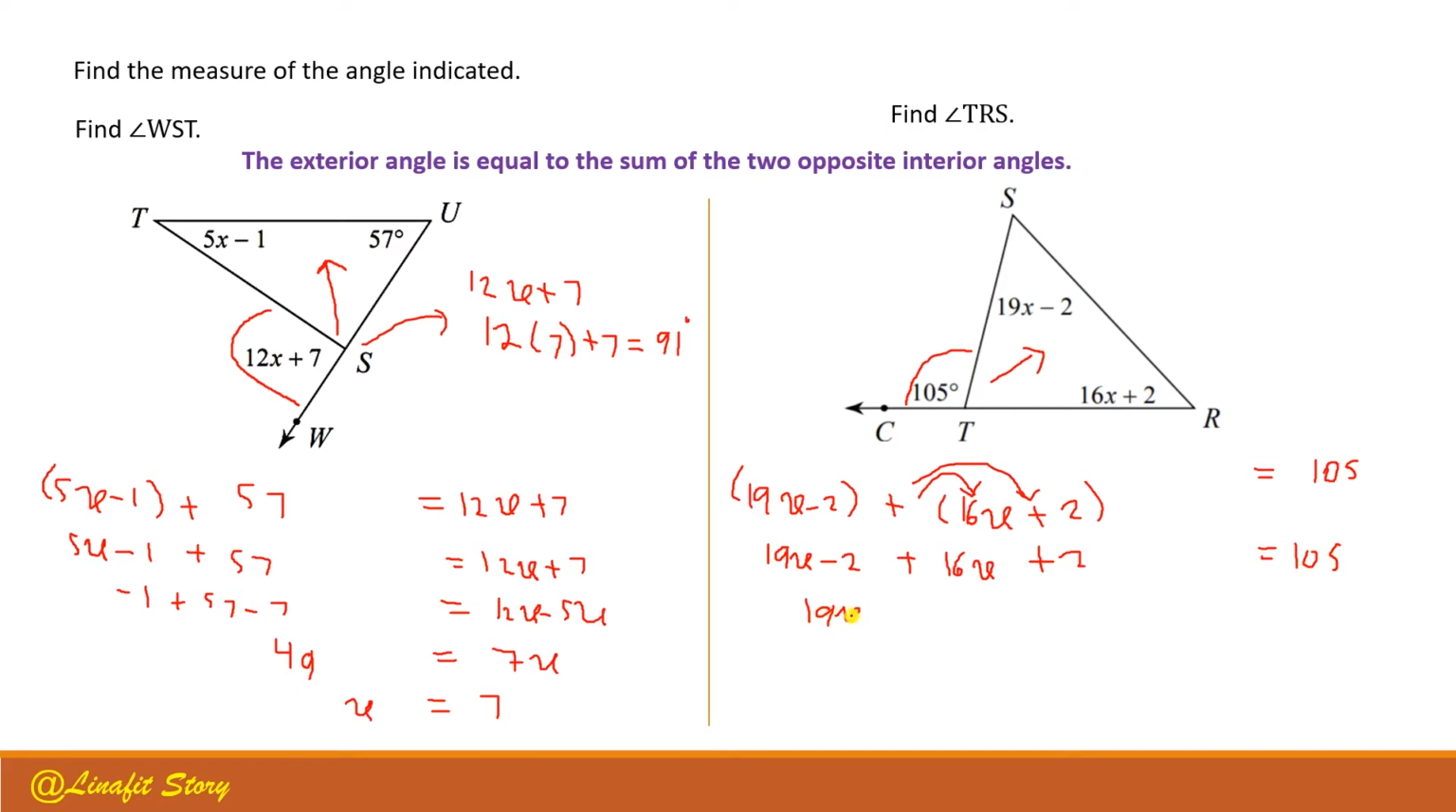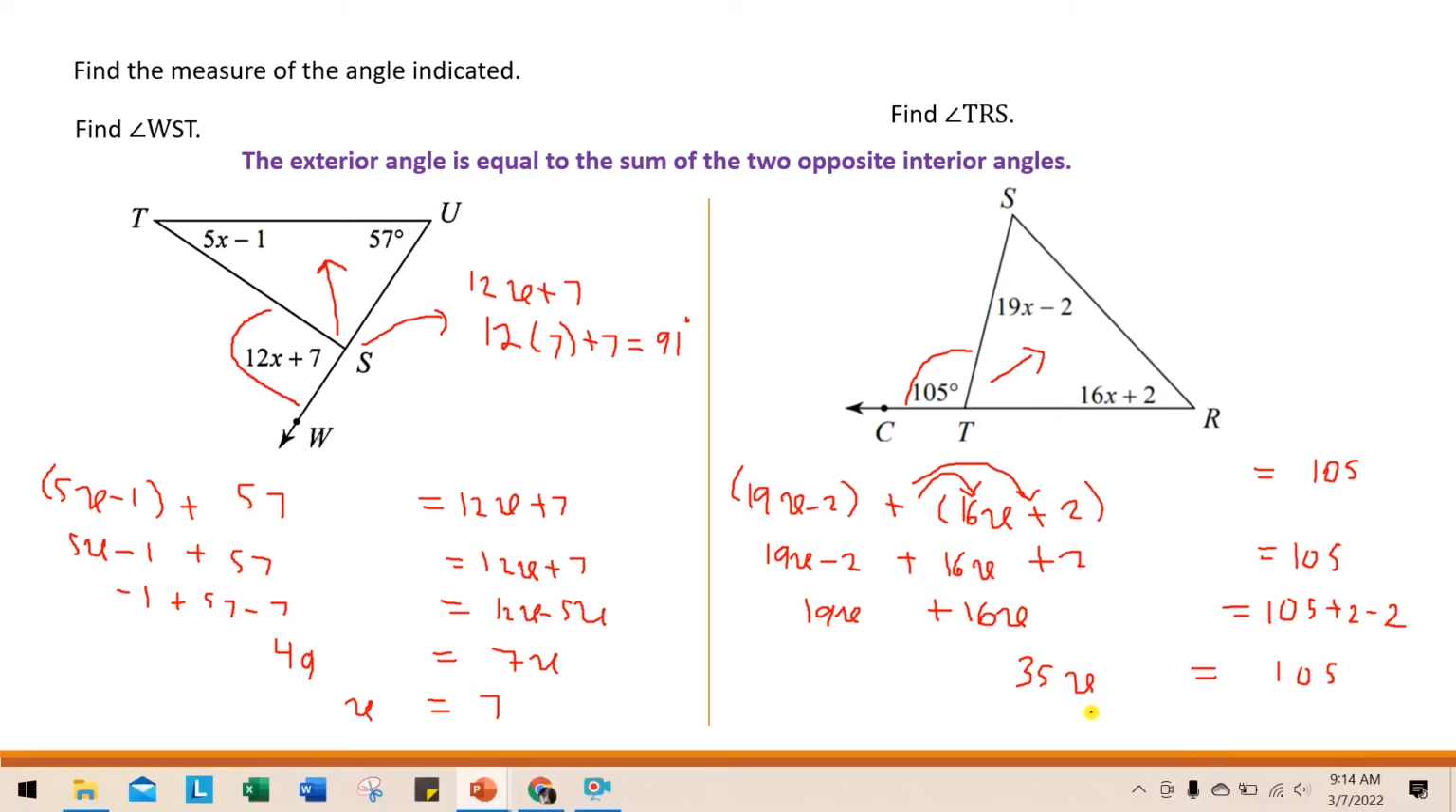19x plus 16x is equal to 105 plus 2 minus 2. 35x is equal to 105. X is equal to 105 divided by 35, which is equal to 3.